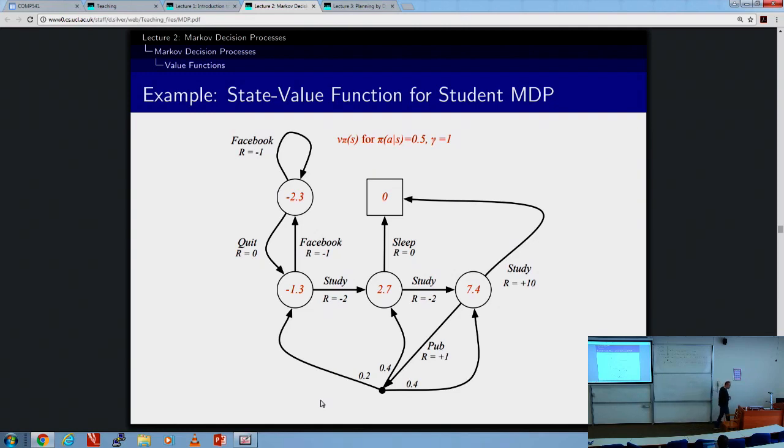So if I didn't give you these red numbers, how would you solve this problem? Find the value function for this particular policy.